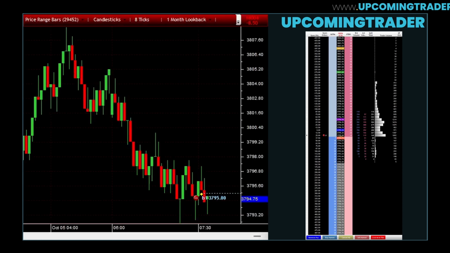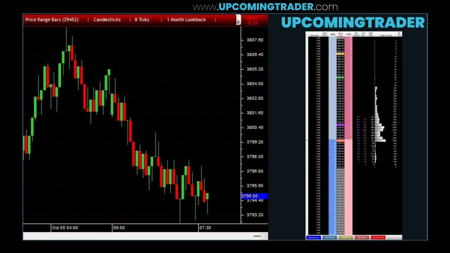This visual suggests that, despite selling pressure during the trading period, buyers managed to push the price up, indicating potential bullish momentum in the following sessions.